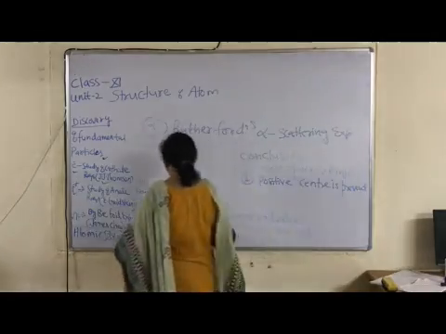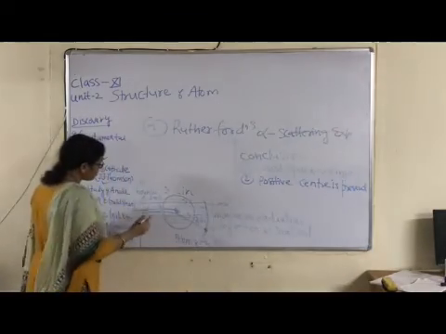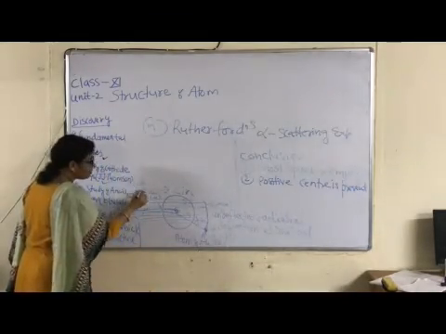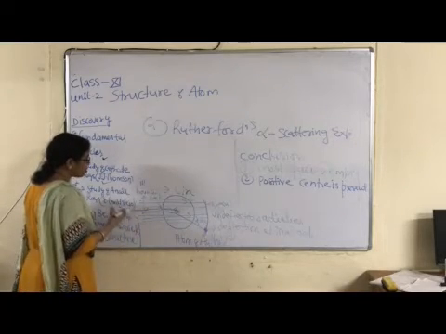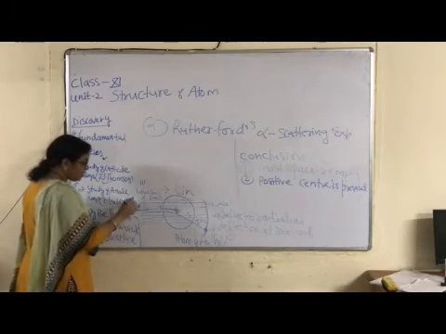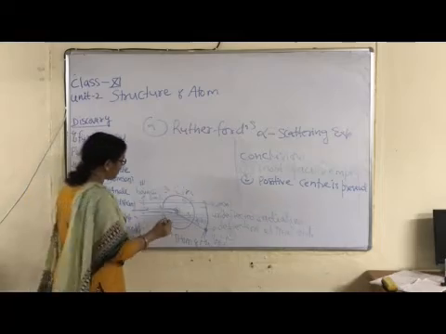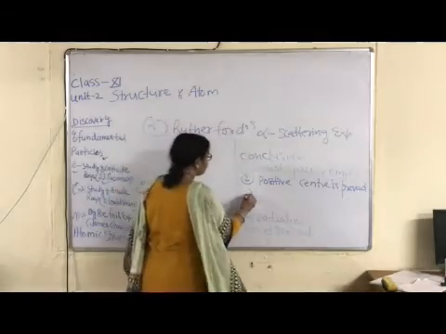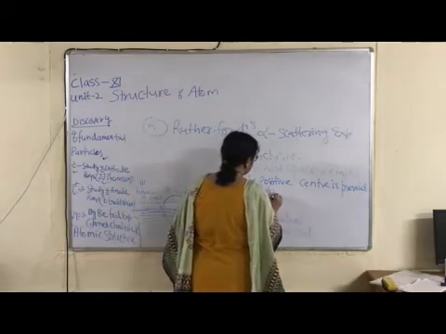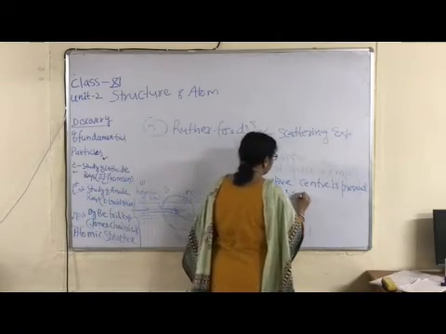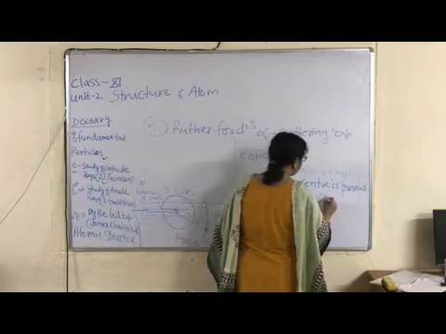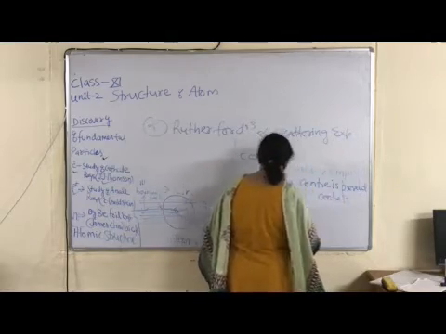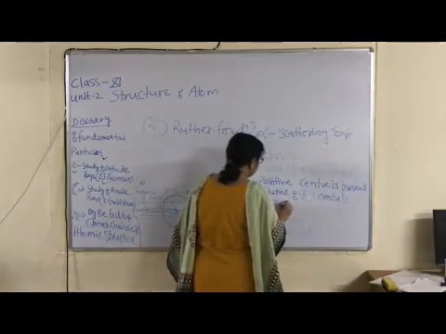Okay, children? Now, the conclusion of the third observation. Few radiations bounced back, few, right? This observation confirmed that the volume of this positive center is very small. The positive center is very small.